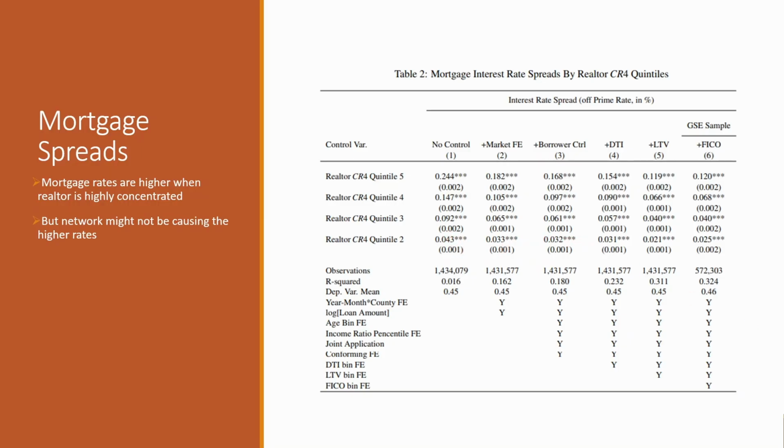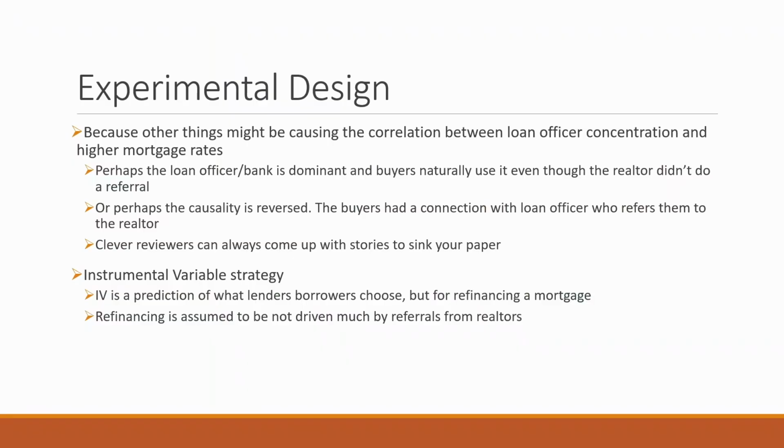Of course, this is just correlations. We might not have causality here. It might be that people who are going to get, or who are going to have to get higher rates are going to these highly connected realtors. Maybe there's something about those highly connected realtors that attracts the clients who aren't going to get a good interest rate. And I can think of a number of stories where this might happen. So they are going to try to come up with an experimental design setting in order to deal with this.